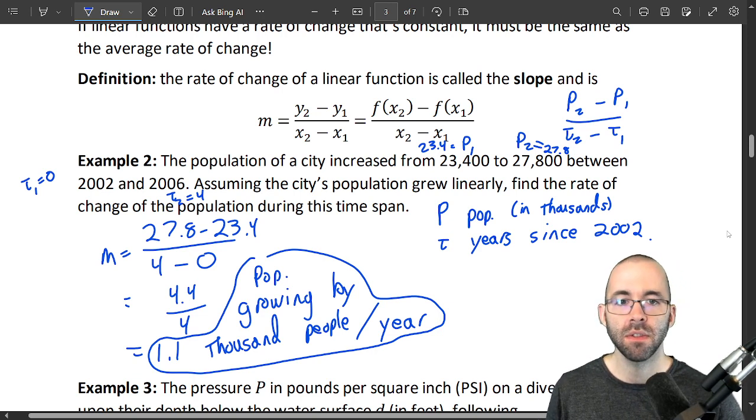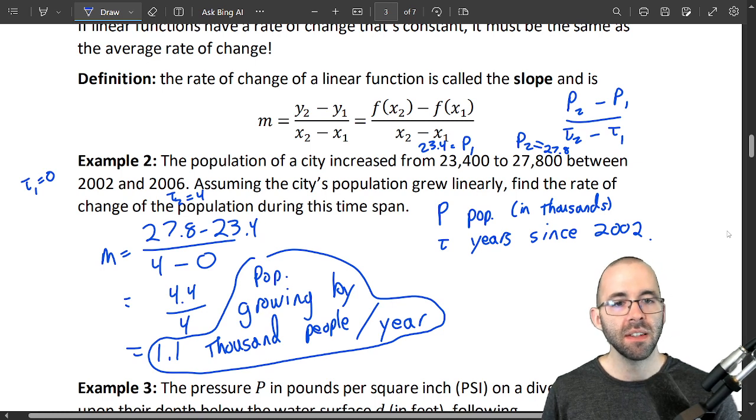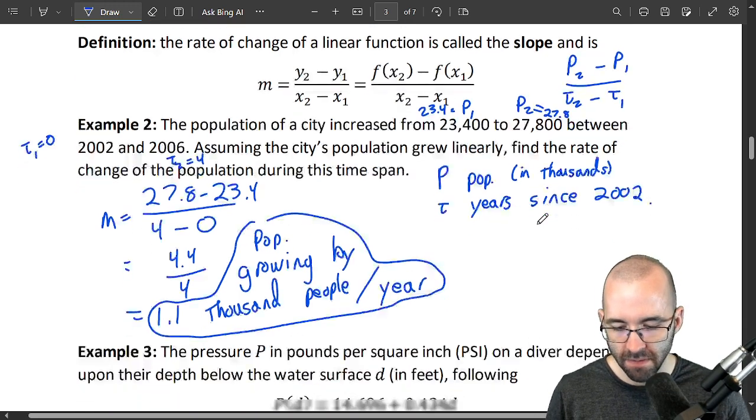All right, so that's how the population's changing. Positive means growing, slope is up, function's increasing. If it's decreasing, the slope will be negative. The rate of change will be negative.